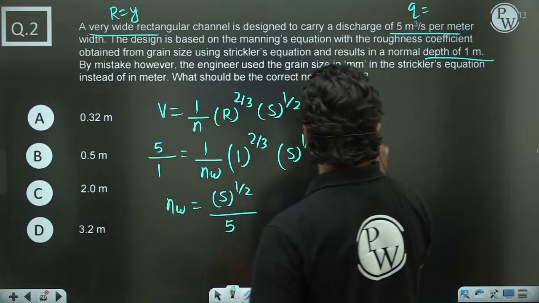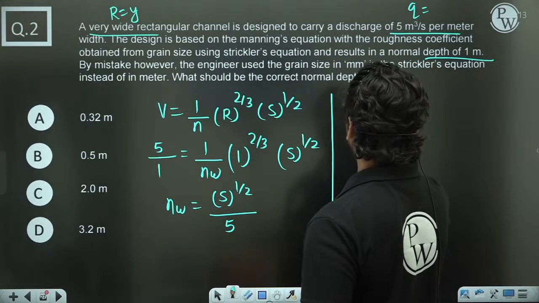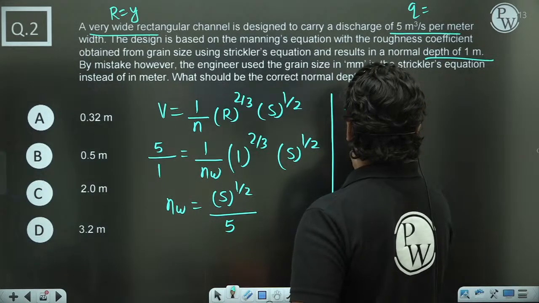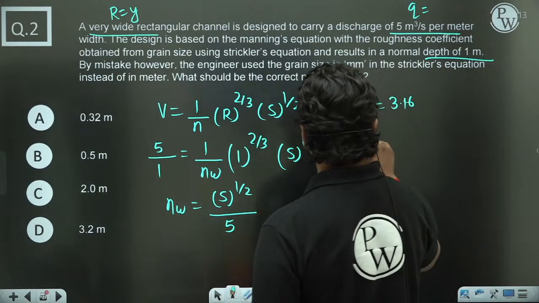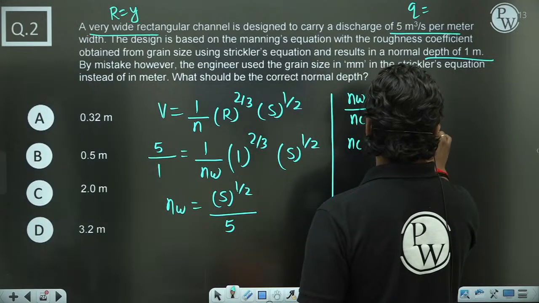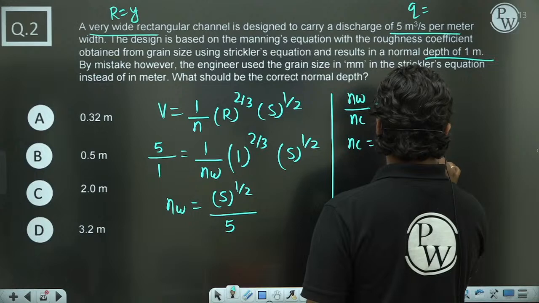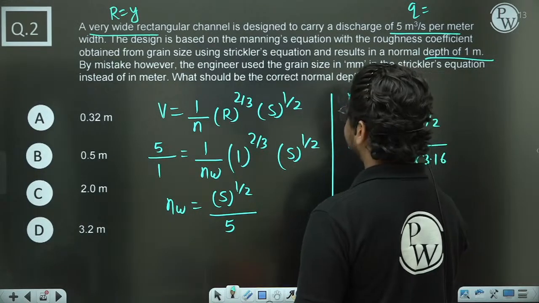So let us convert this n wrong into n correct. We know n wrong upon n correct is equal to 3.16. So n correct will be n wrong divided by 3.16. That means s to the power 1 by 2 divided by 5 into 3.16.